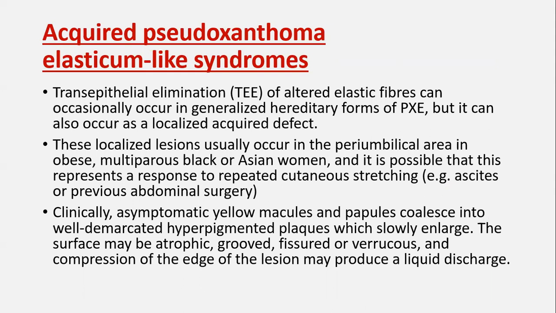Clinically, asymptomatic yellow macules and papules, which are the characteristic lesion of pseudoxanthoma elasticum, coalesce into well-demarcated hyperpigmented plaques which slowly enlarge. The surface may be atrophic, grooved, fissured, verrucous, and compression of edges of the lesion may produce a liquid discharge.